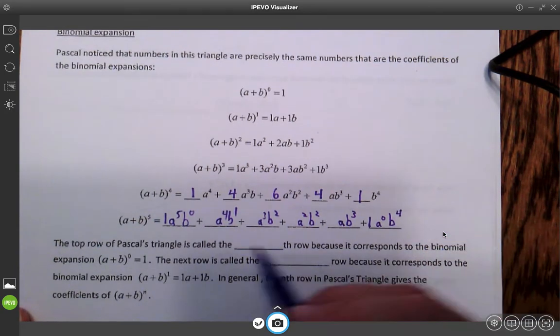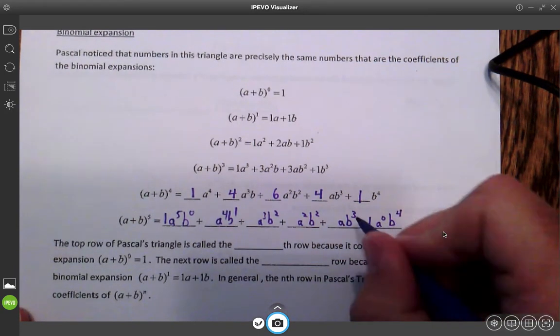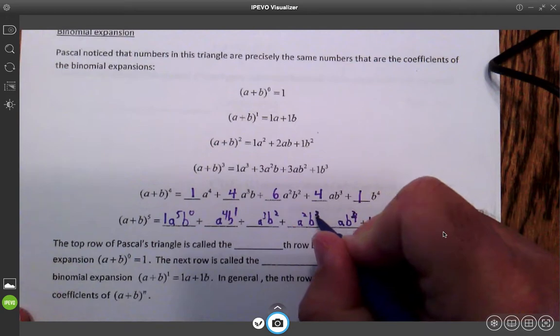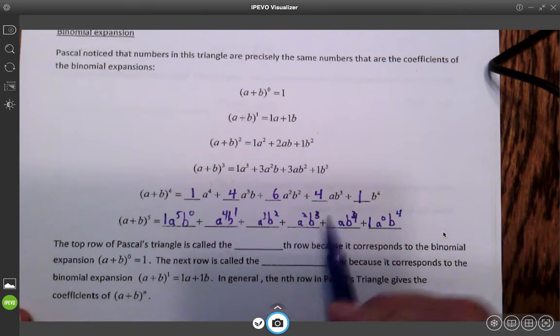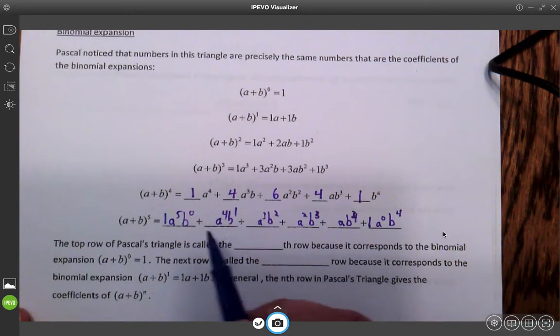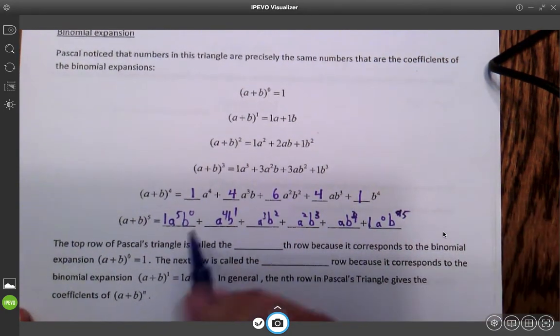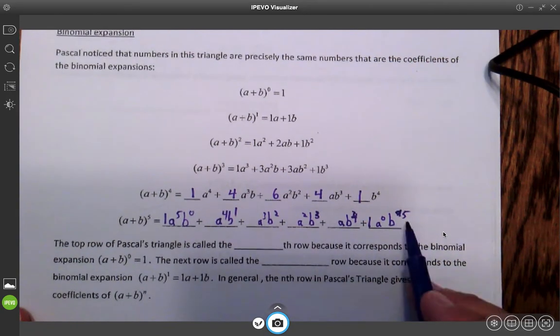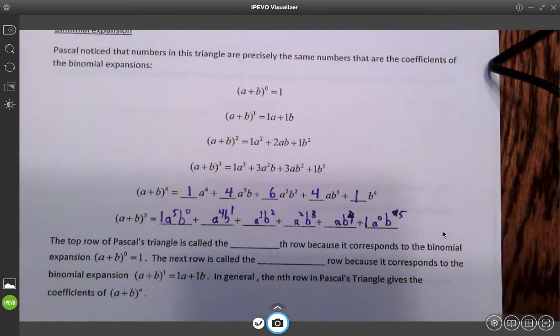Whoa, I messed up somewhere. 0, 1, 2, 3. Sorry. That's 4, that's 3, wasn't it? 2, yeah. 5, 4, 3, 2, 1, 0. 0, 1, 2, 3, 4, 5. I miscounted there. Okay, so now what are your coefficients?